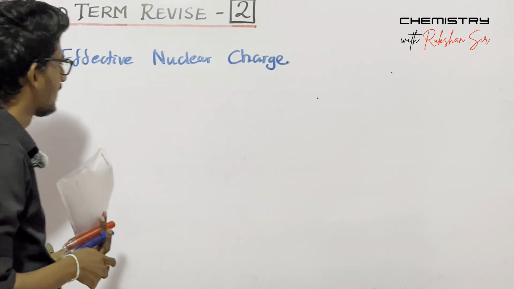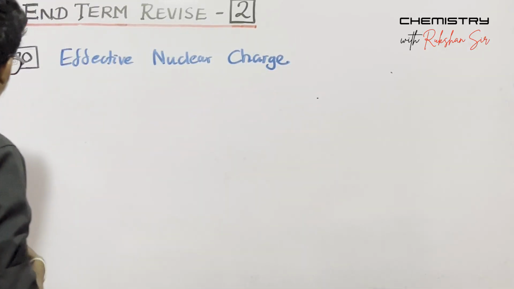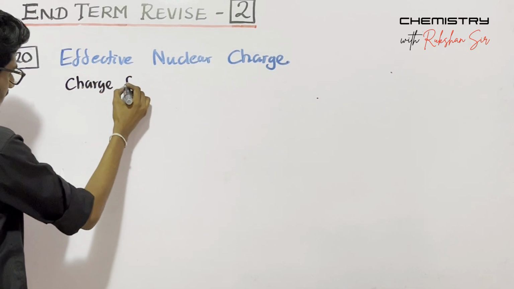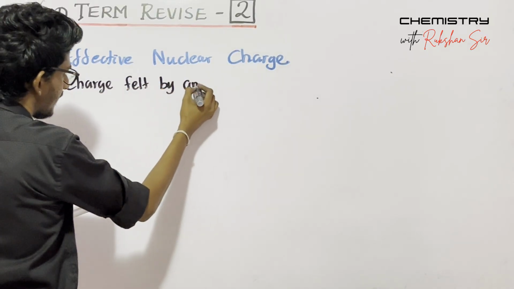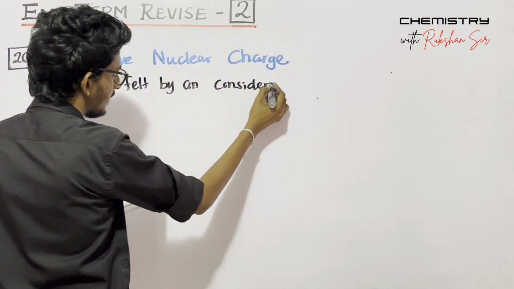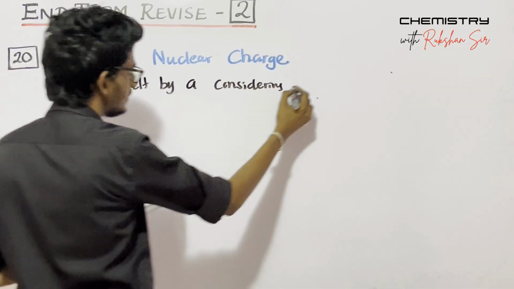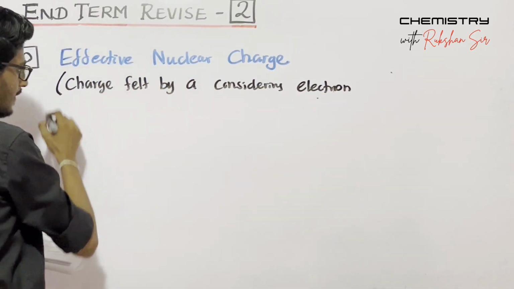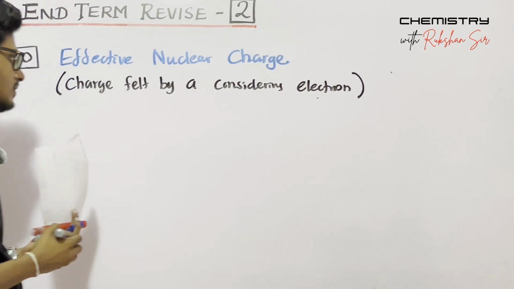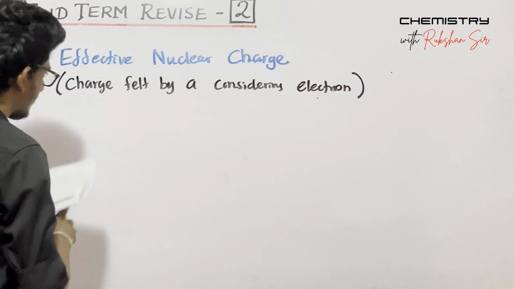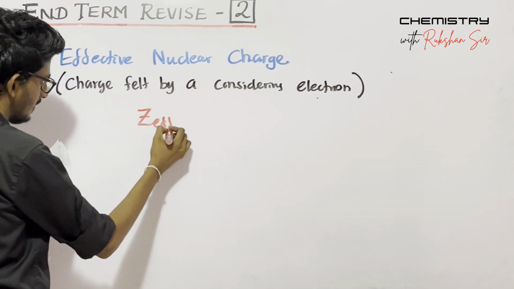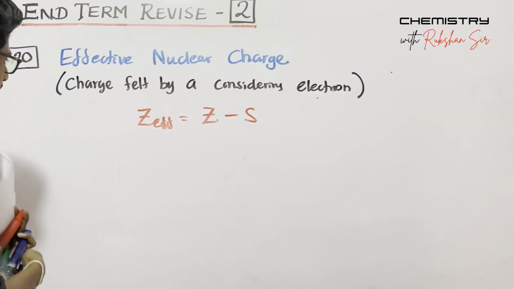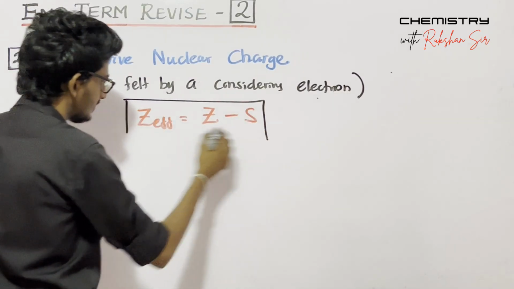That is actually the charge felt by a considered electron, right? That is what we mean by the effective nuclear charge. It is given by this equation: effective charge is equal to the actual nuclear charge minus the shielding effect. That's the equation, right?